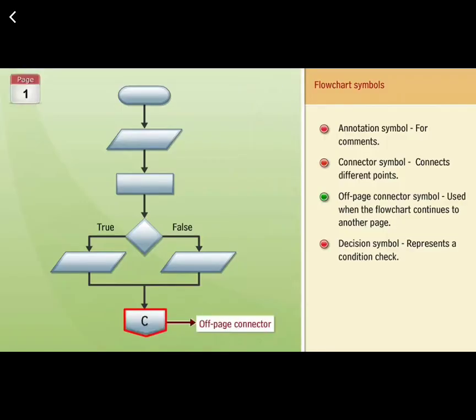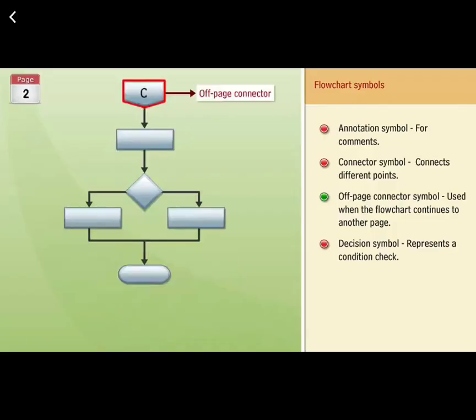This is the off-page connector, and it is used to represent that the flowchart is continuing to the next page. All flowchart symbols have one entry point on top. The exit point for all flowchart symbols is at the bottom, except for the decision symbol.